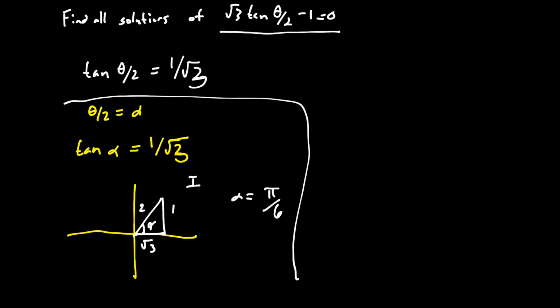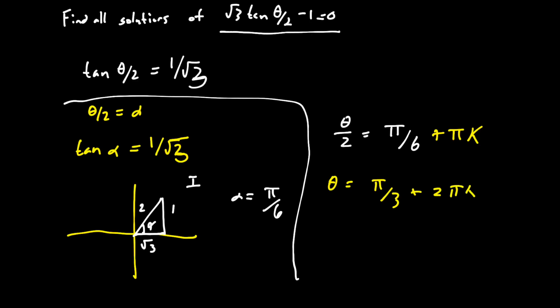So now that we know that alpha has to be equal to pi divided by 6, set theta divided by 2 equal to pi divided by 6. And we're going to add some multiple of pi to the right-hand side to get all solutions. So add plus pi k. And then solving for theta, this gives us that theta is going to be equal to pi divided by 3 plus 2 pi k. And this is going to be all possible solutions of our given trigonometric equation.